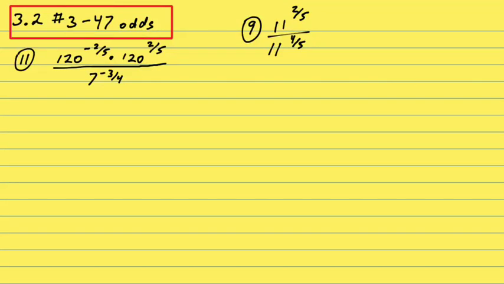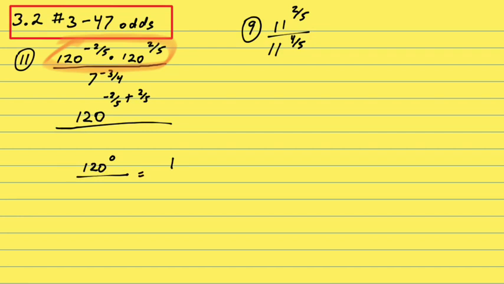Here's some of the homework assignment from section 3.2 in the Algebra 2 honors course. In the numerator, you're multiplying like bases, so when you do that, you add your exponents. So you have negative 2/5 plus 2/5, which makes the numerator 120 to the 0, and anything to the 0 is a 1. So the numerator cleans up pretty nicely.